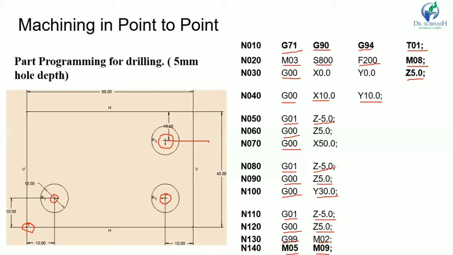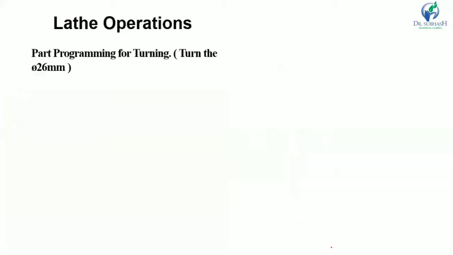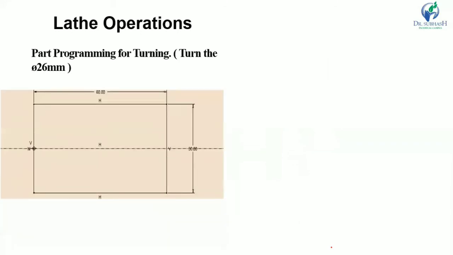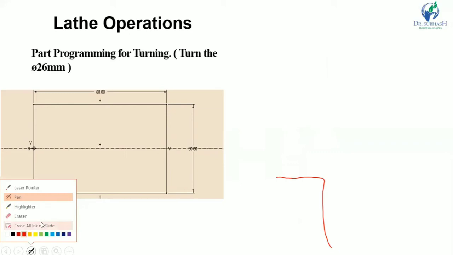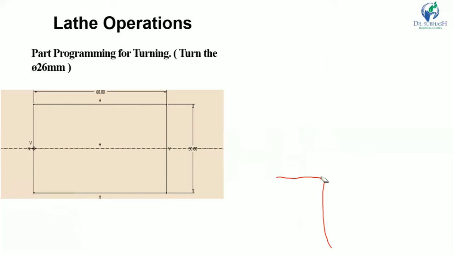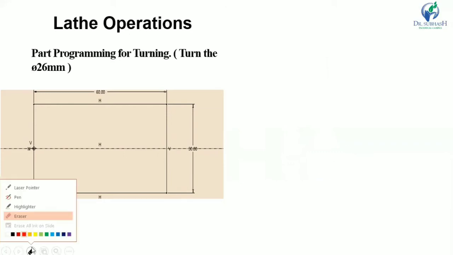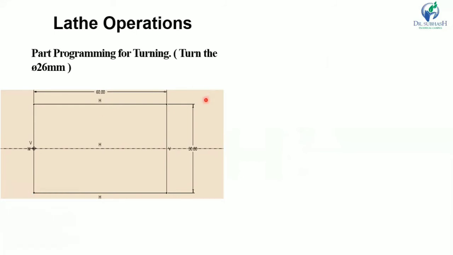Now let us understand one more example, that is the lathe operation. Part programming for turning. Turn the diameter to 26 mm. Now you can see here a component whose diameter is 30 mm, and this length is 60 mm.